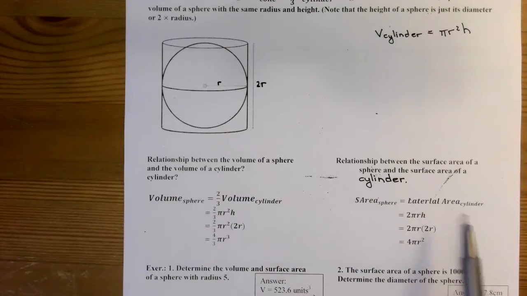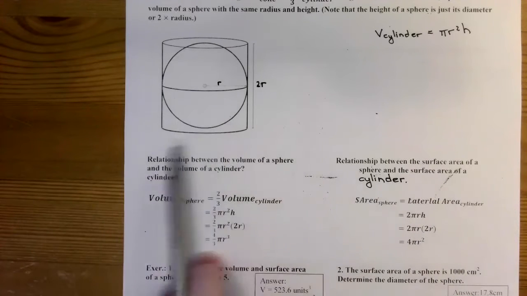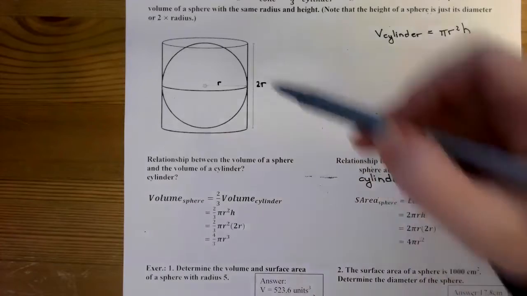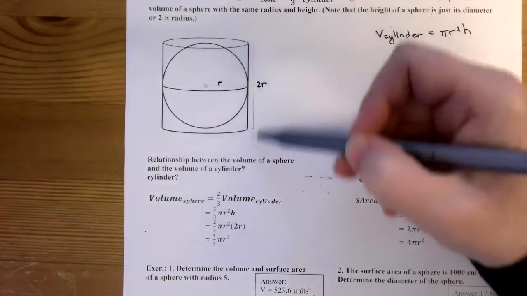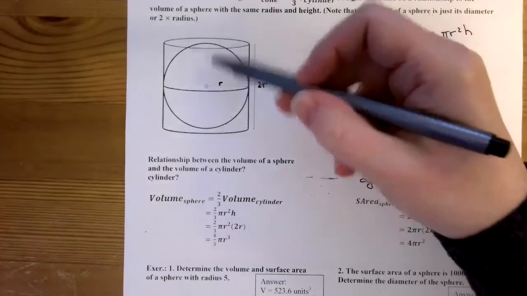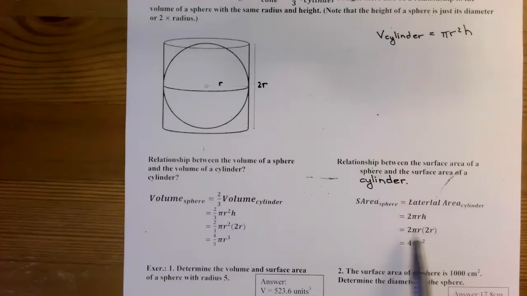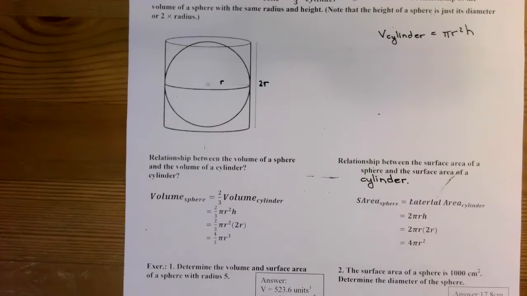And we know that the lateral area of a cylinder is 2 pi rh. So if the lateral area of a cylinder is 2 pi rh, then we can replace h again with 2r, because for a sphere the height is double the radius. So we have 2 pi r times 2r. Again, we can simplify all this. 2 times 2 is 4, and pi, and r times r is r squared.